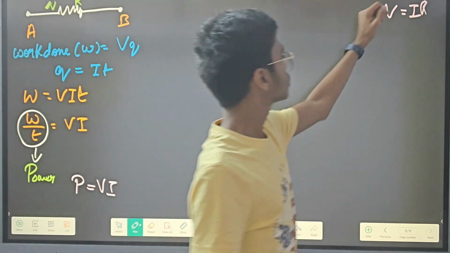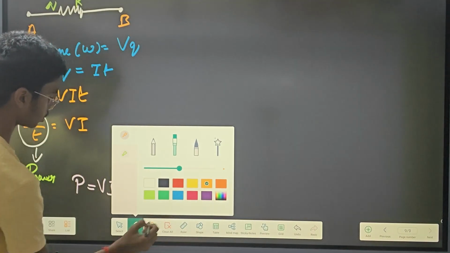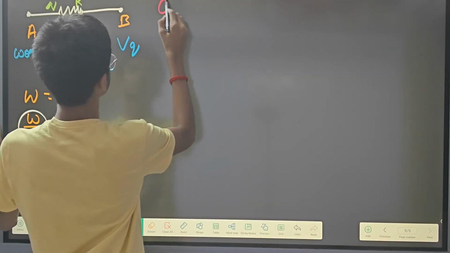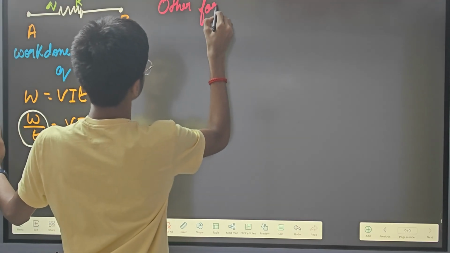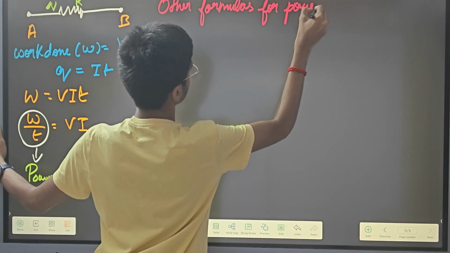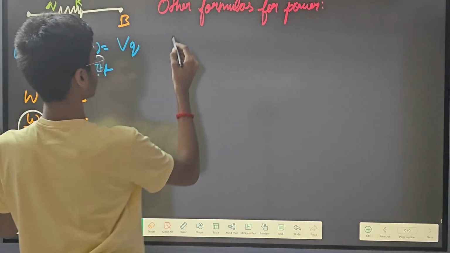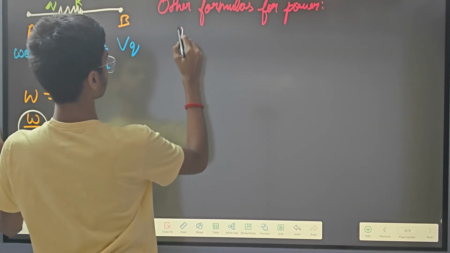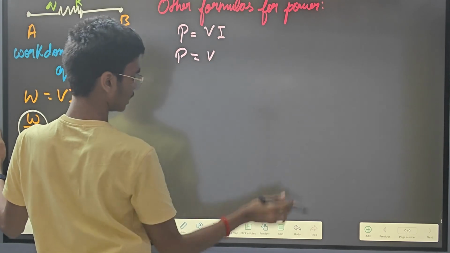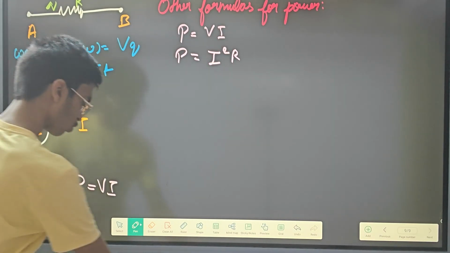V is equal to IR, right? So in this place I can substitute that and get other forms for power. First, the main formula itself is power is equal to VI. Then power is equal to I square R. Okay, power is equal to I square R is the next formula.